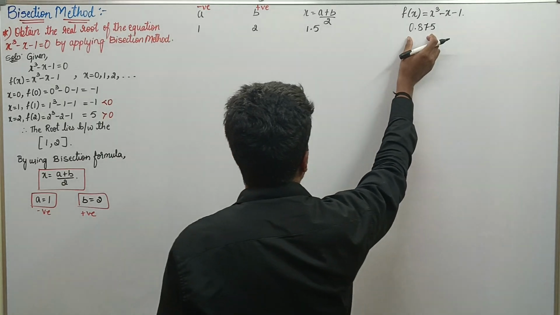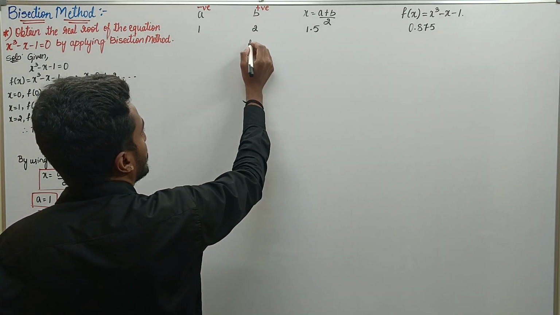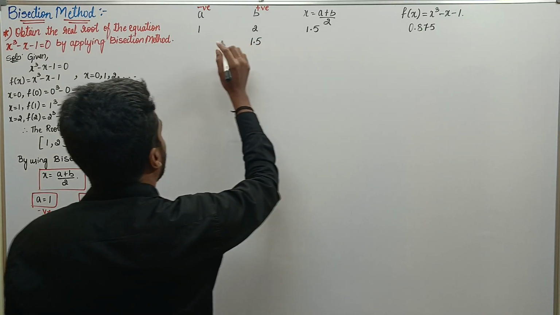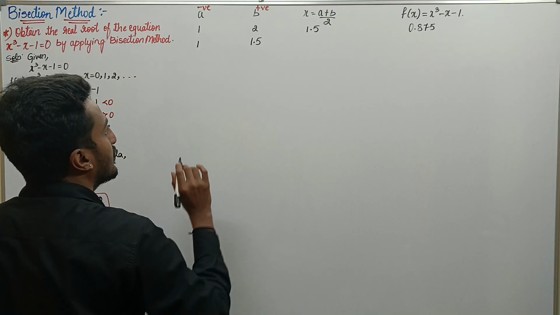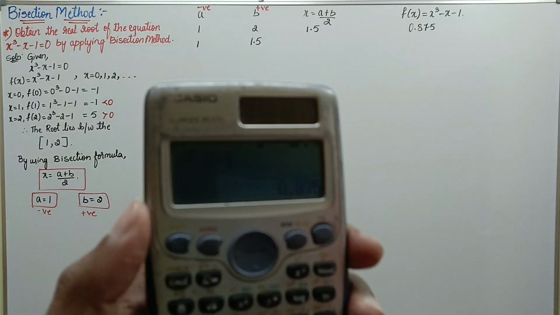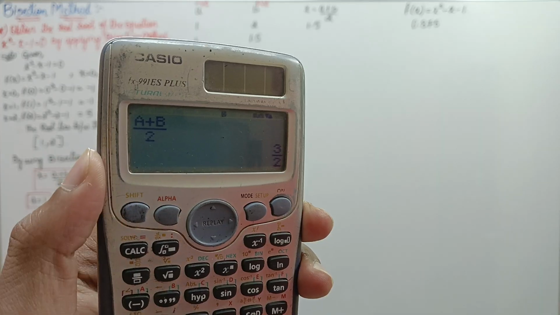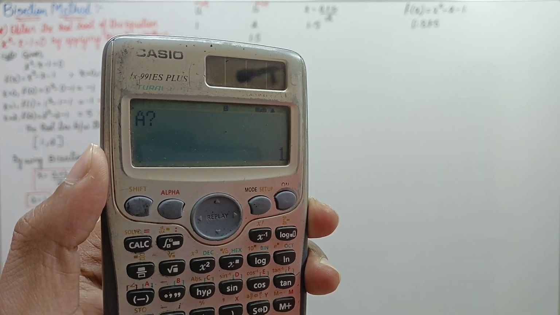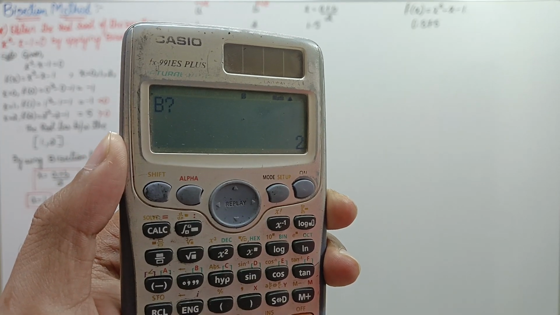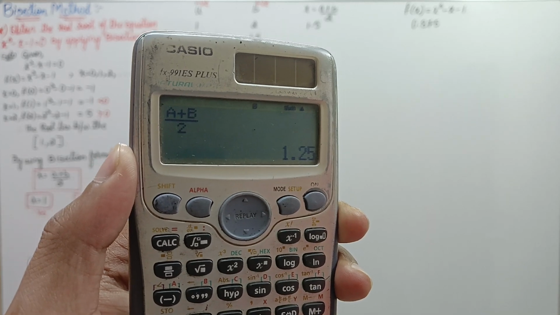Since it is a positive term, this 1.5 will replace 2. That is b. In place of 2, I am going to replace 1.5 since it is positive. But 1 remains the same. Done. Now add these two again by calculator. See, I am going to show you now. Again use the calculator. Press the upper button. You get a plus b by 2. Press calc. A will be the value 1. Now I have replaced b with 1.5, which gives 1.25.